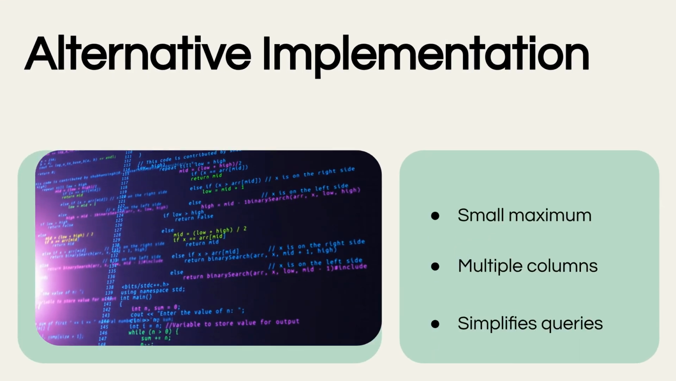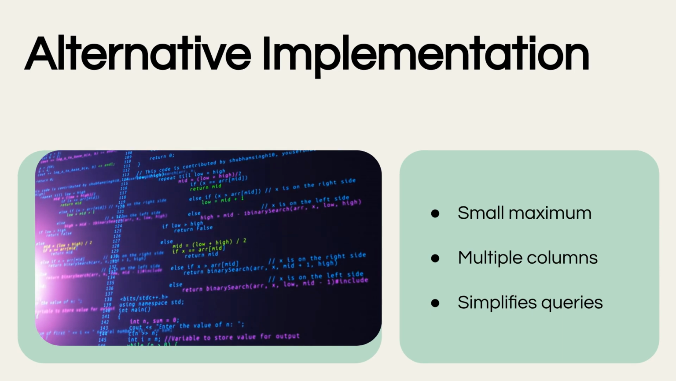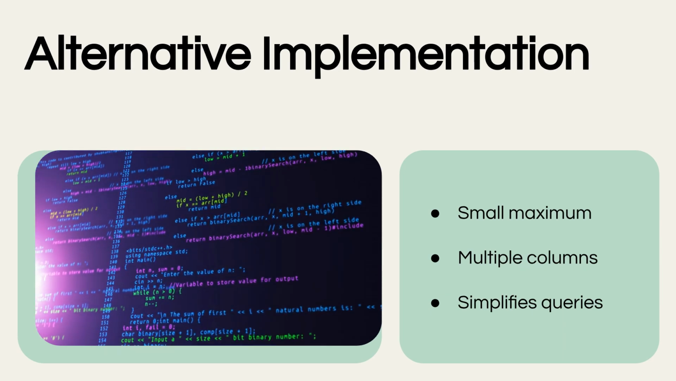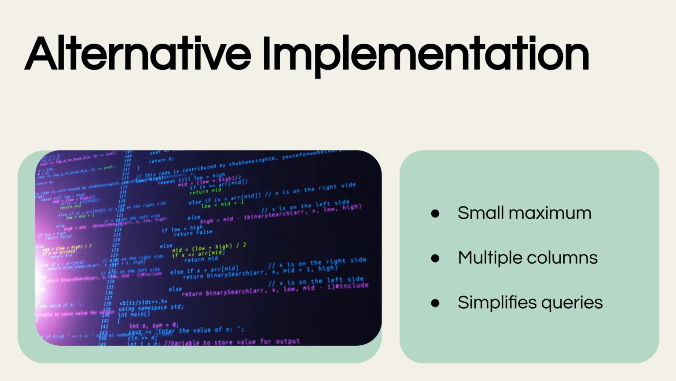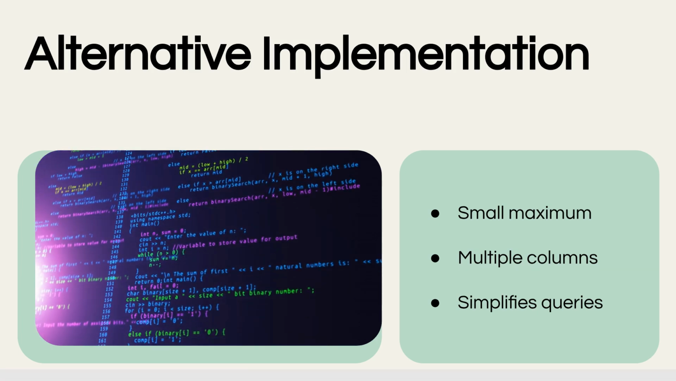If a plural attribute has a small and fixed maximum number of values, you could implement it as multiple columns in the initial table. However, creating a new table usually simplifies future queries. Which approach would you choose for a plural attribute, like email address?